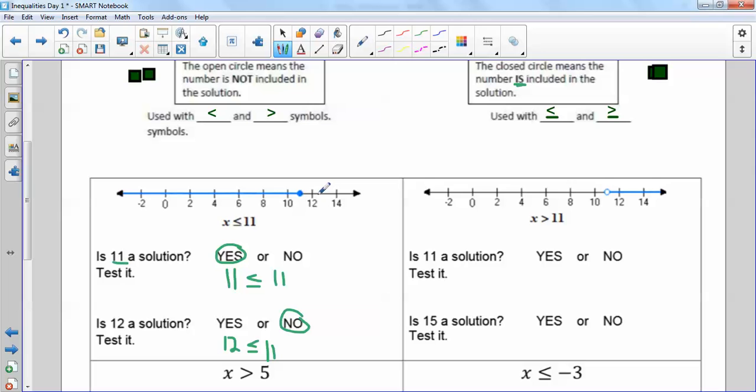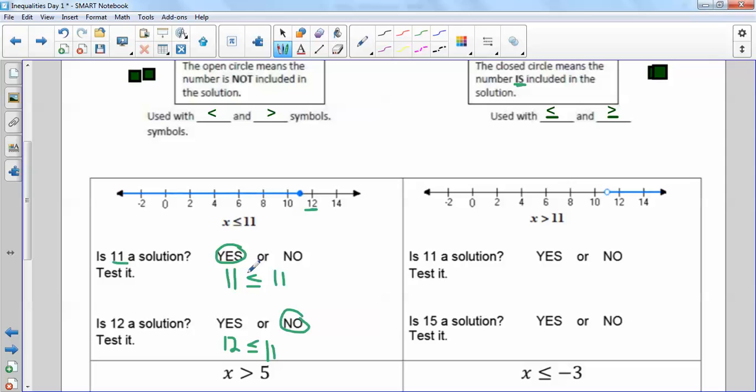If we look at our graph, anything that's in blue is part of our solutions. So like 11 is included, 10, 9, 8, 7, 6, all the way down, right? But if we look at where 12 is over here, it's outside of this blue area. So it's also not a solution because it's not part of the graph. So if we know how to graph, we can use our graph to help us decide, or we can plug it in like I showed you.